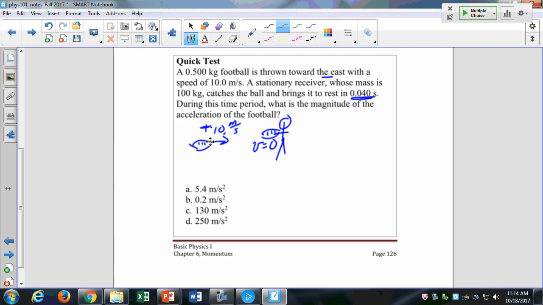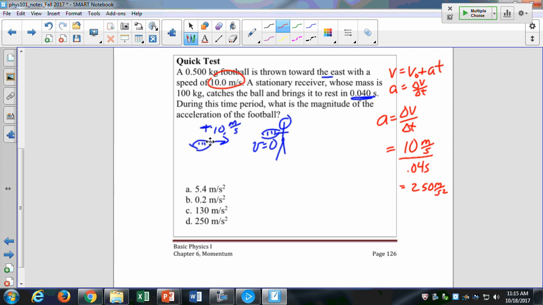Look, a real easy way to do this is to recognize that a is equal to delta v over delta t. That comes from the equation v is equal to v naught plus at, and then solve for a. It works out to be v over t. I'm looking for the magnitude, so I'm just going to forget about the signs. The change in speed is going from 0 to 10, or 10 to 0. So I have 10 meters per second divided by 0.04 seconds. That's probably the easiest way, which gives me 250, which is the answer.